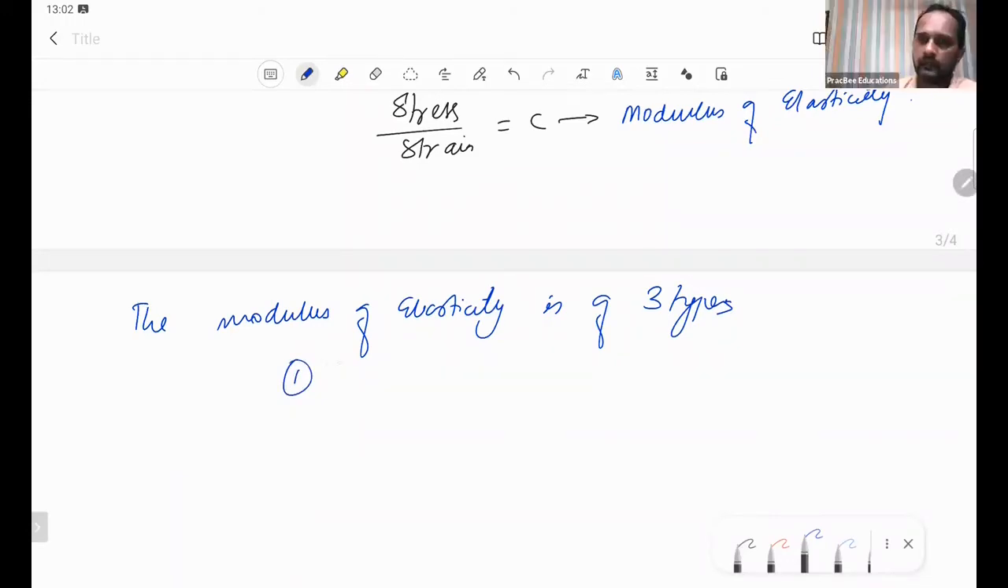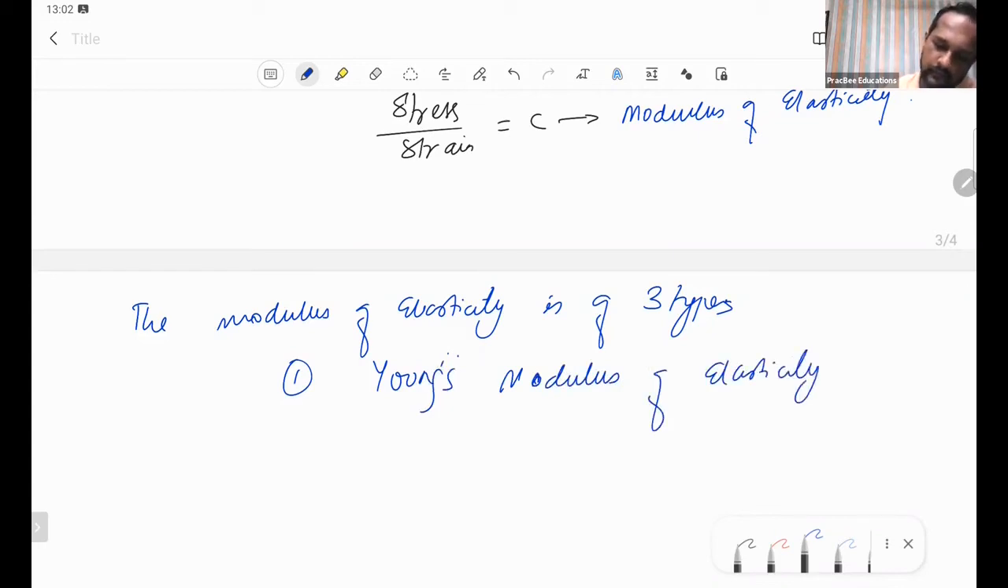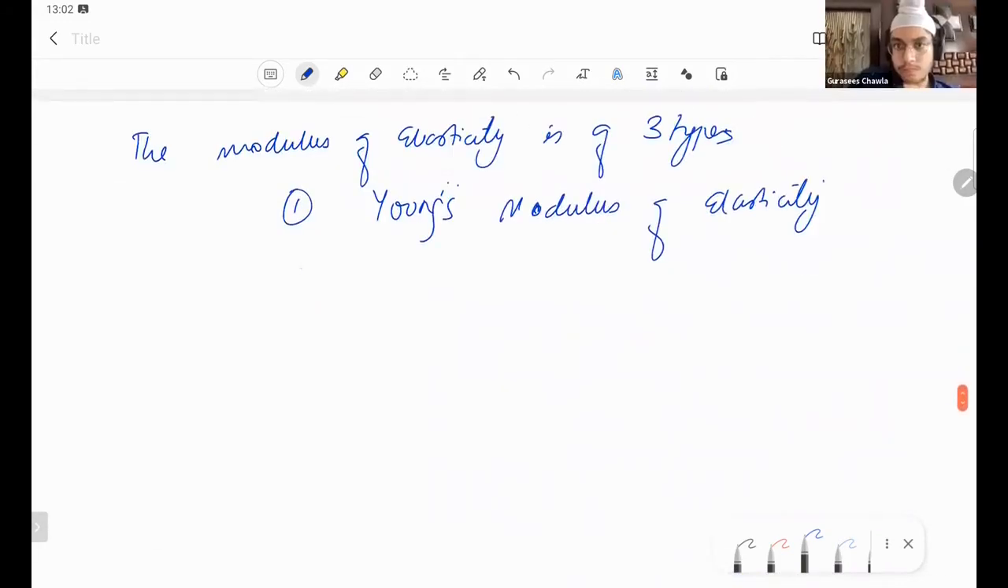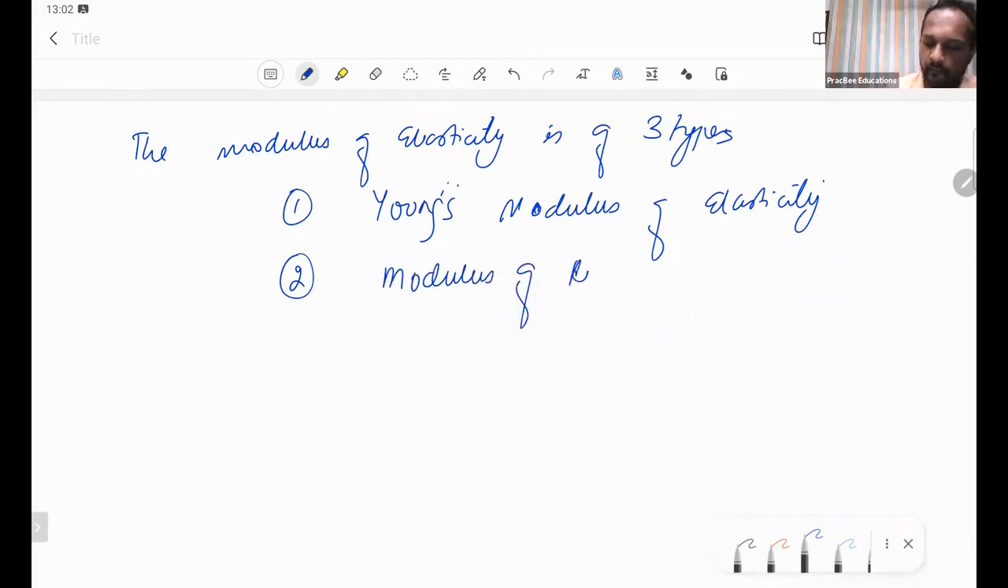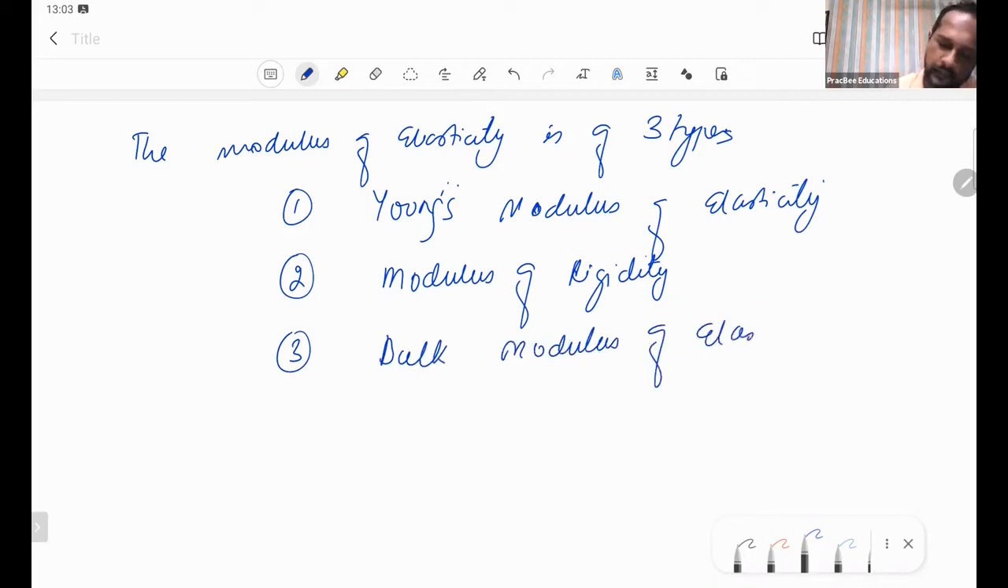ठीक है. सो पहला कहलाता है Young's modulus of elasticity. ठीक है. दूसरा कहलाता है modulus of rigidity. और तीसरा कहलाता है bulk modulus of elasticity.